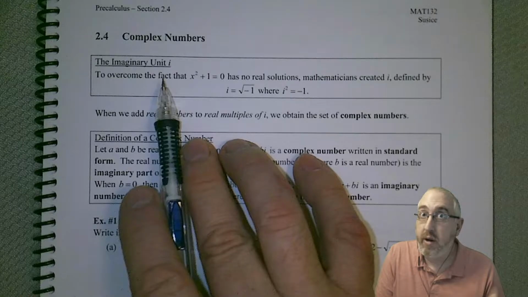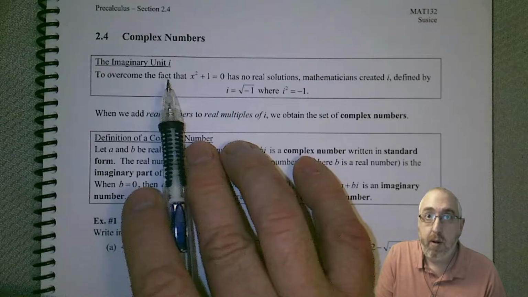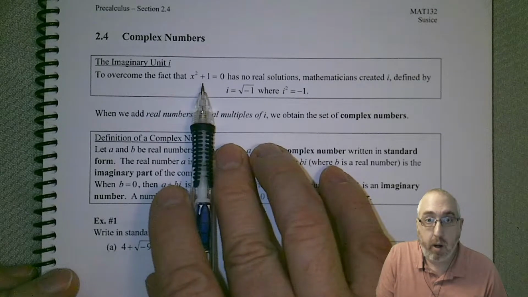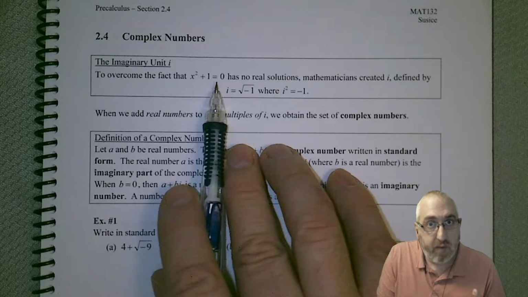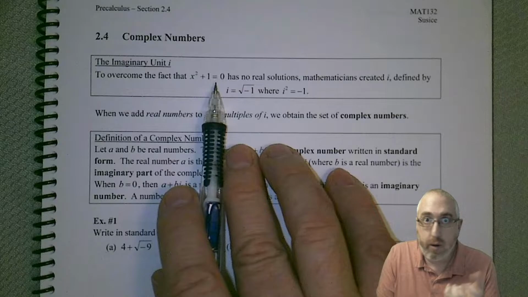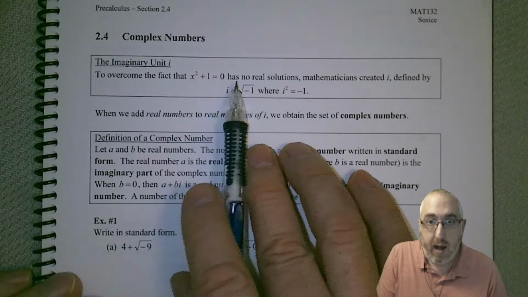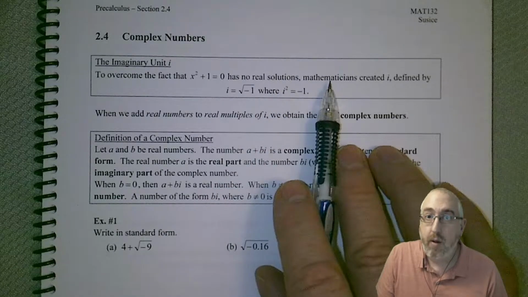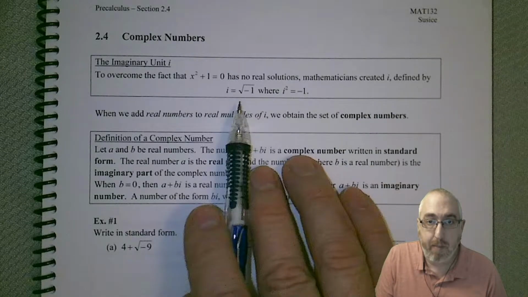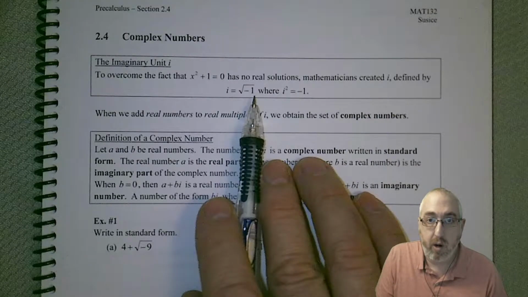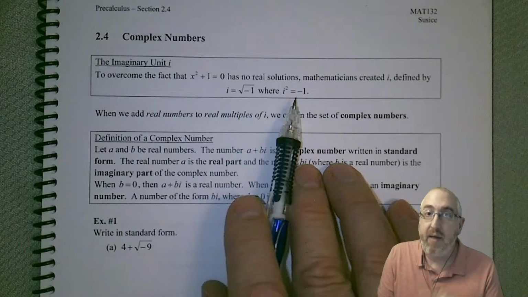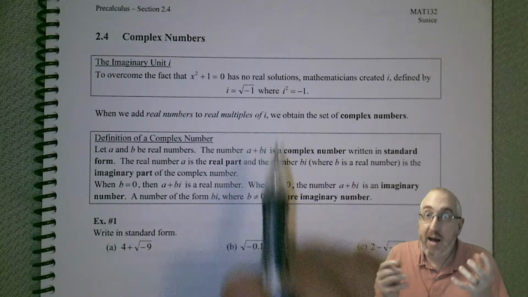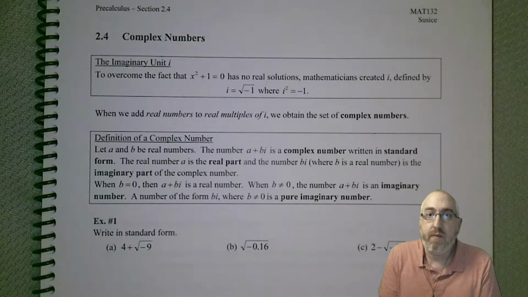And where did that come from? It actually came from mathematicians trying to solve this quadratic equation, x squared plus 1 equals 0. If you try to solve that and find real numbers that make that work, it's not going to happen. It will not have any real solutions. So to overcome that, mathematicians created i, which is defined by i equals the square root of -1. When you square i, that gets rid of the square root, so i squared should equal -1. That's the foundational definition for i.